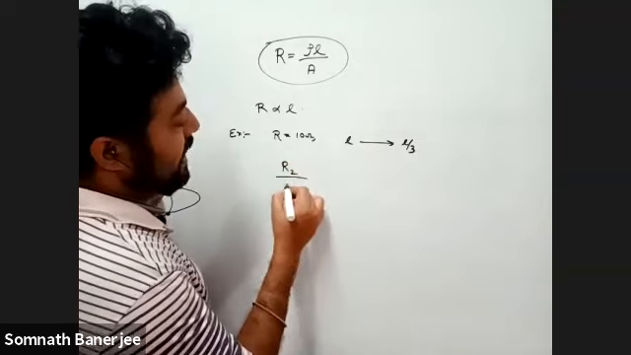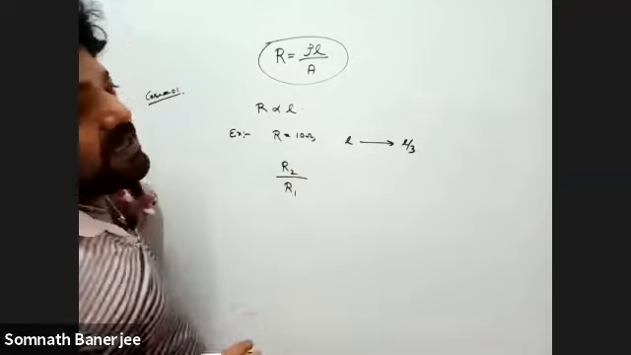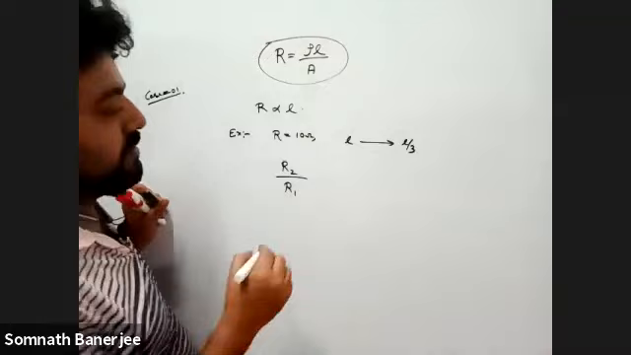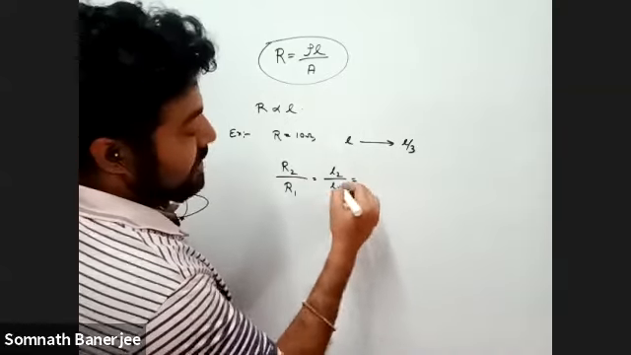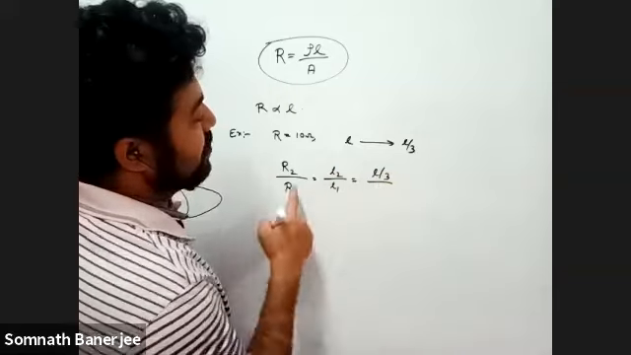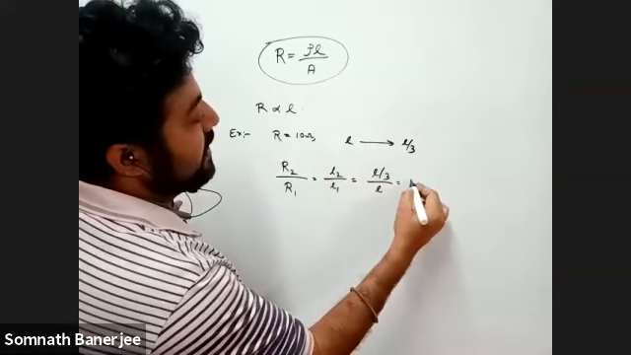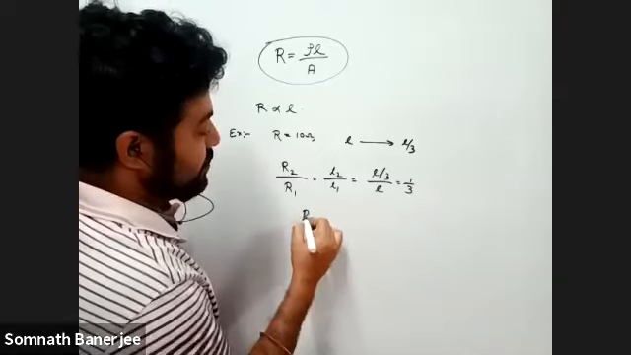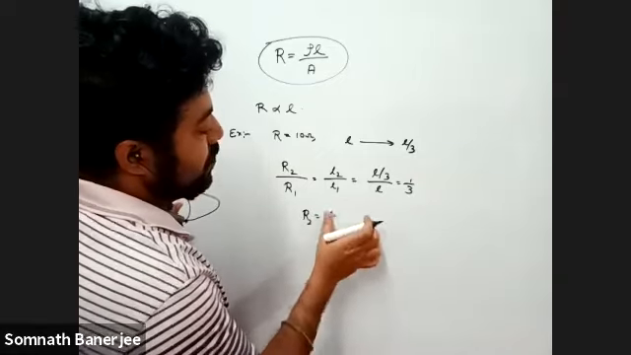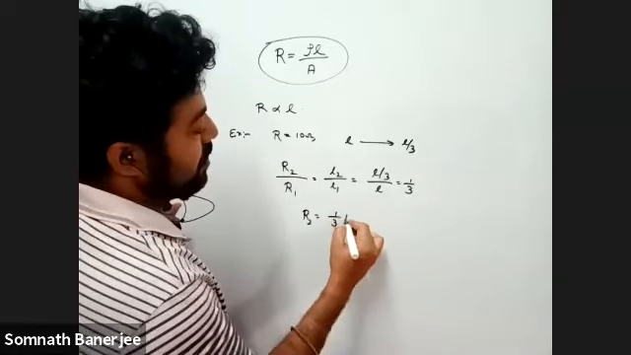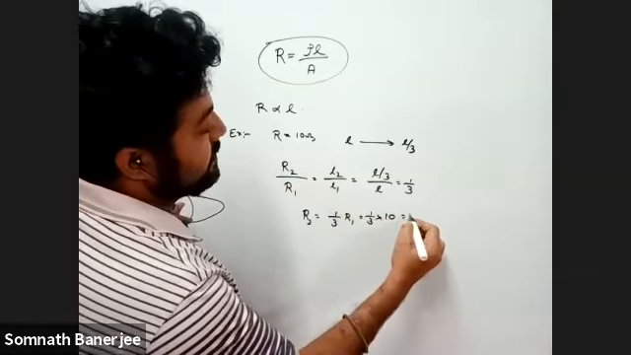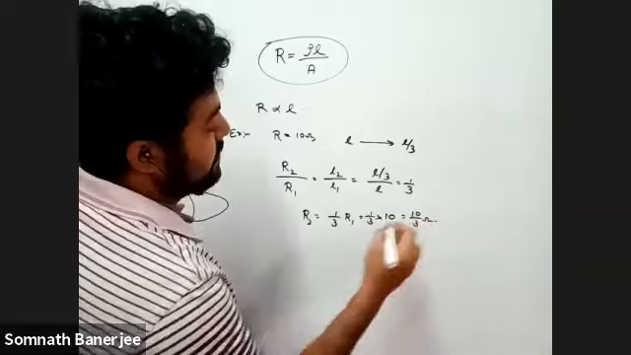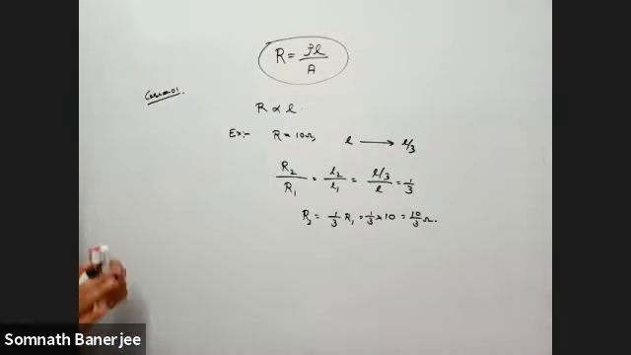Very simple, R2 by R1, let 2 be the new one and 1 the old one. So we can write L2 by L1. L2, the new one, is L by 3 and the old one is L. So we have 1 by 3. So the new resistance R2 is 1 by 3 of the old one, that is 1 by 3 of 10, that is 10 by 3 ohm. That is case 1.